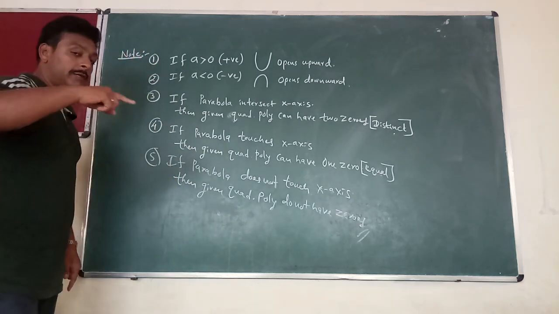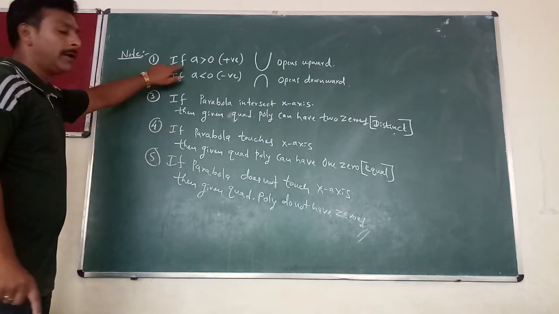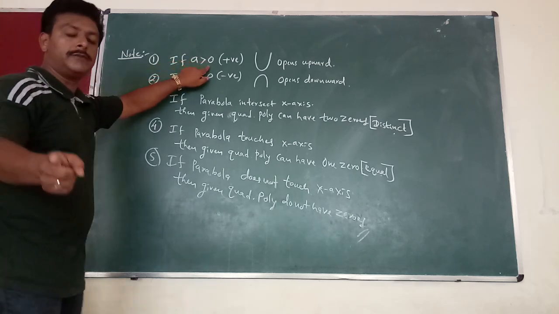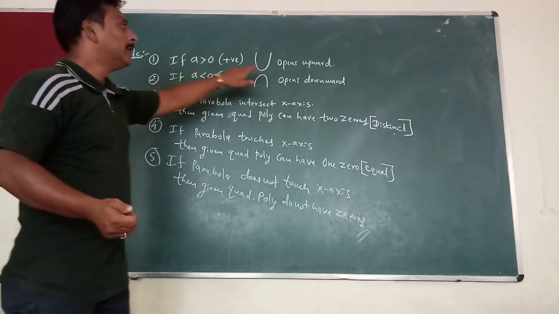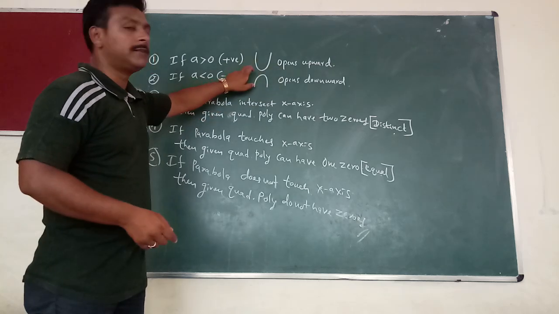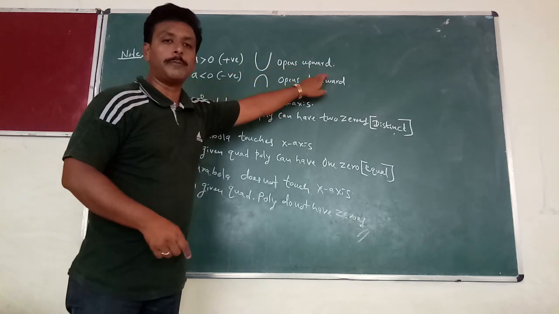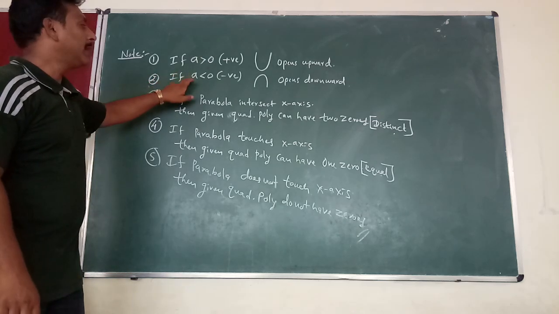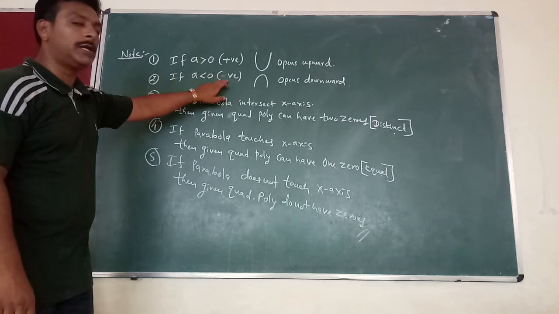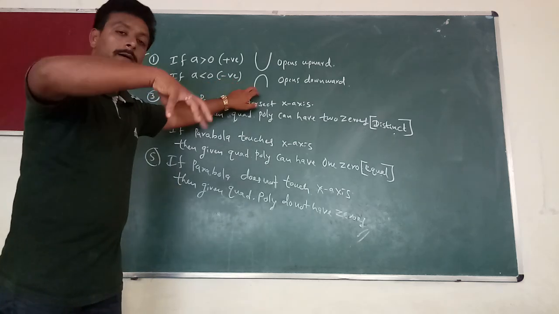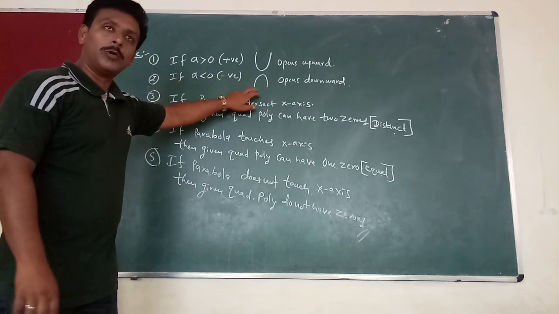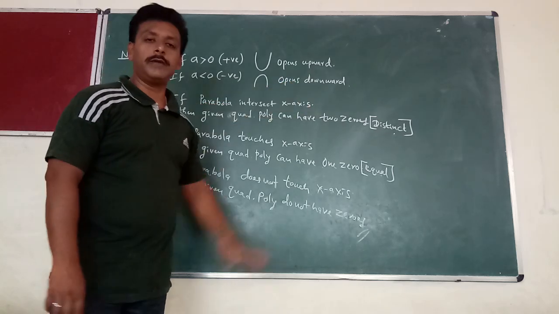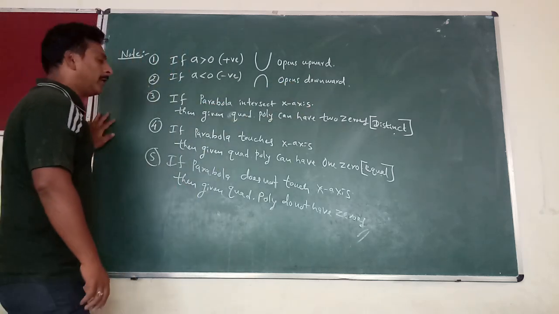The coefficient of x square is what? Small a. That one only I am talking. If a is greater than 0, means positive value, then always you will get the parabola like this, which opens upward. Second point to be noted. In that, if a is less than 0, means negative, then always you will get the inverted parabola, which opens always downward. Next, third point.